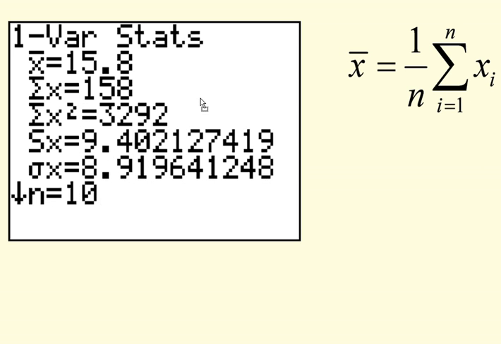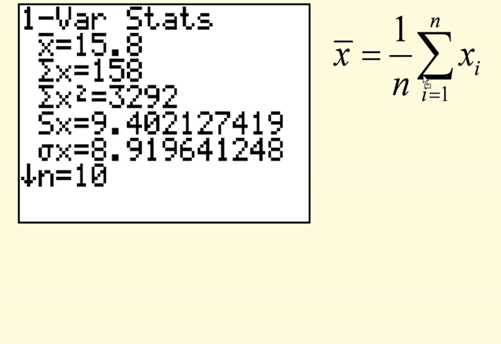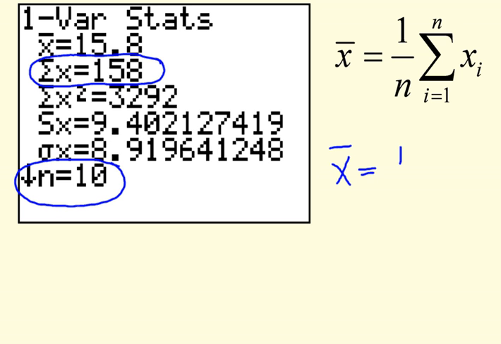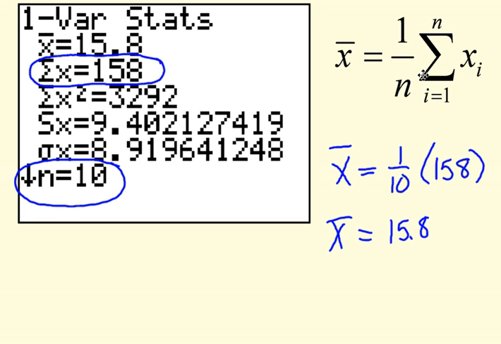And I'll pull this screen onto my other sheet. If I'm looking at the formula here, you can see that n is listed right here. It also gives us the sum of the observations. So if I use that formula, 1 over 10, and the sum of my observations is 158, I will also get X bar to be 15 and 8 tenths, which was on the screen.